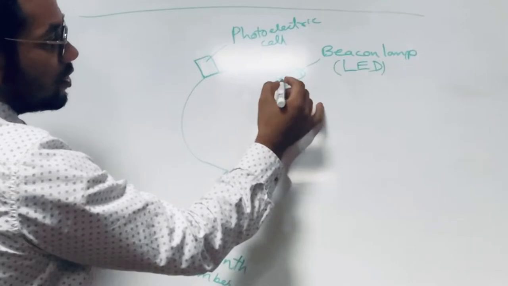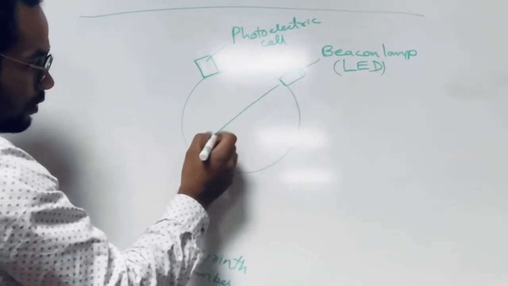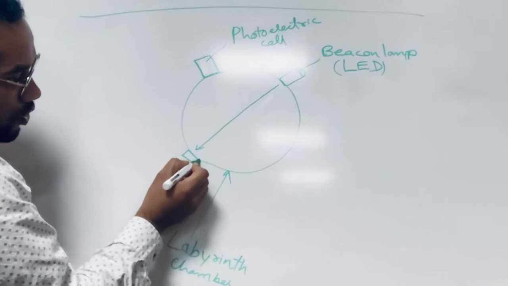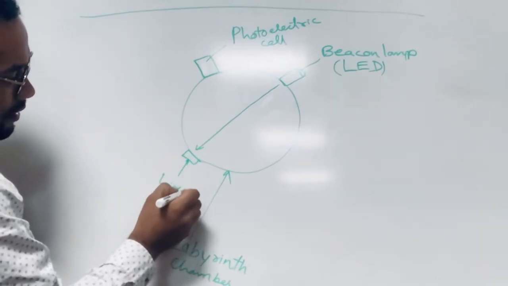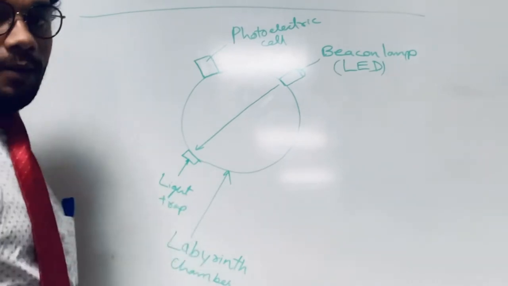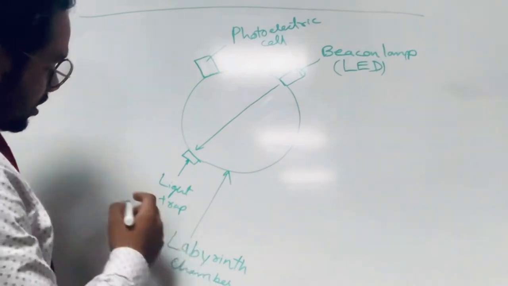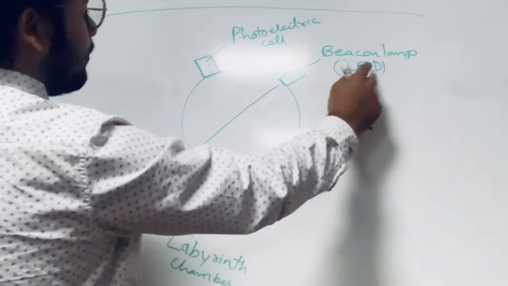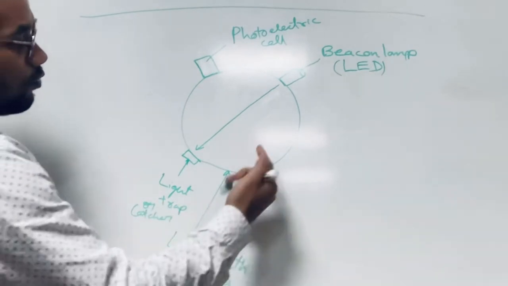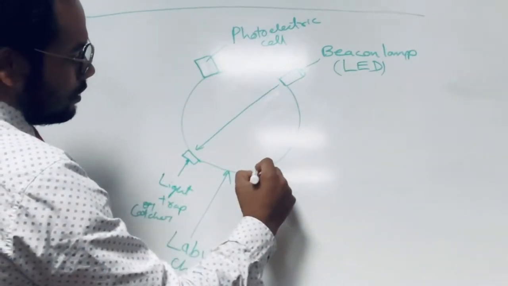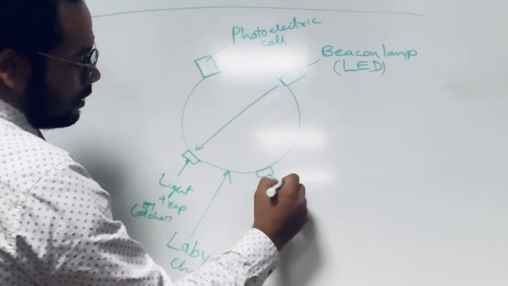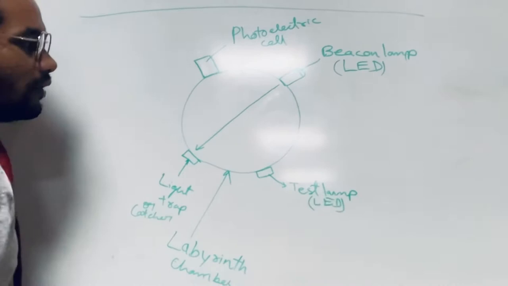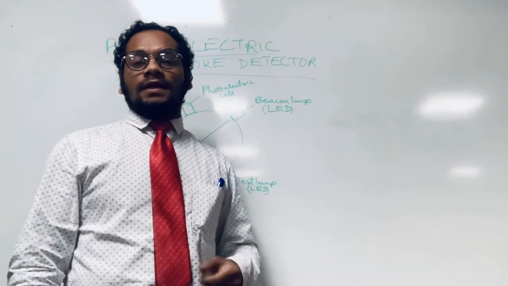So this LED, what does it do? It throws light like this. Suppose this arrow is representing the light, and this light falls on a unit which is called the light trap, or you can also call it a catcher, C-A-T-C-H-E-R. Whatever light comes from the beacon lamp falls on the light trap. And one more thing we have in this labyrinth chamber is a test lamp or LED, light emitting diode. So friends, these are the four units in the labyrinth chamber.